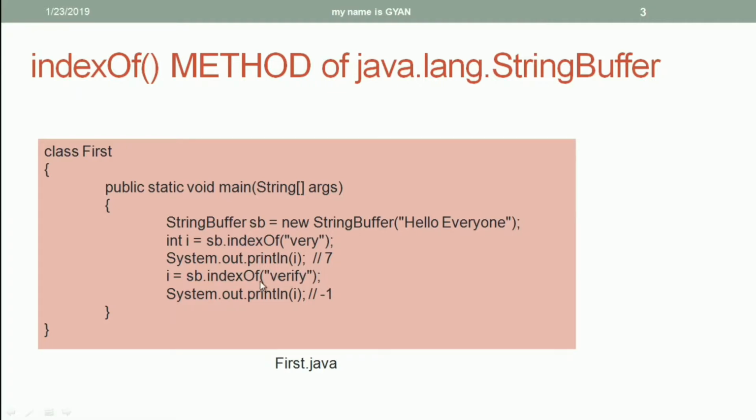In the next statement, we are trying to search for the substring verify, which cannot be found in this string buffer. In that case, it will return -1. If a substring cannot be found in a string buffer, the indexOf method returns -1. So it will print -1.